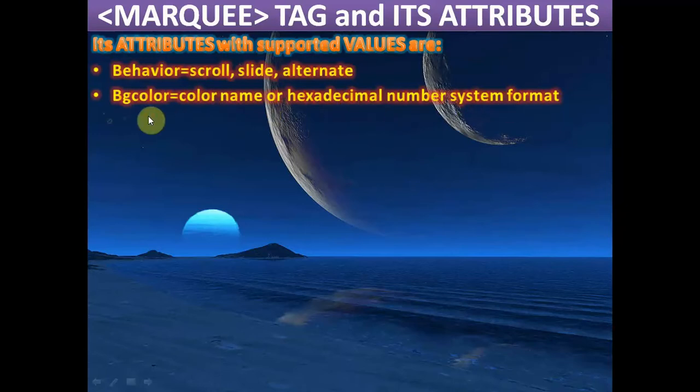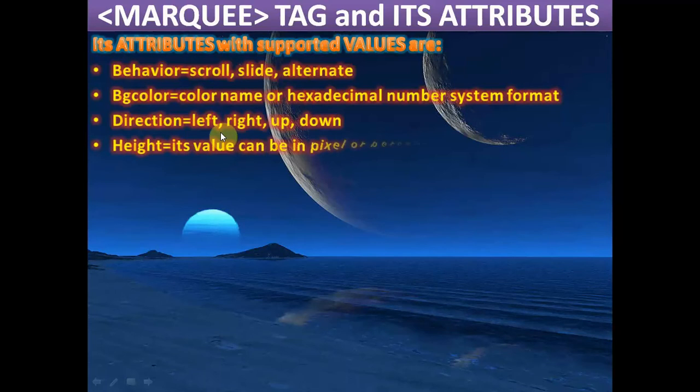Another attribute is direction. The Marquee tag supports 4 directions: left, right, up and down. It supports 4 values along with the direction attribute. Direction is the name of the attribute, and these are the values, which can be written as per our requirement. Left is the default value. If you do not use the direction attribute, then by default the Marquee tag accepts direction left.